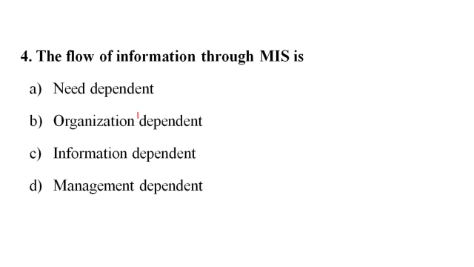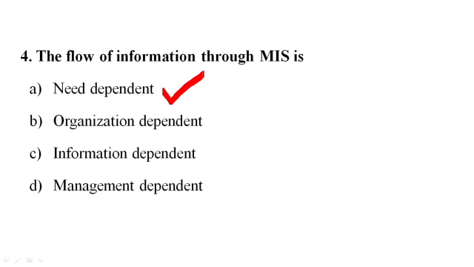Next question, fourth question, the flow of information through MIS is, options are A, need dependent, B, organization dependent, C, information dependent, D, management dependent. So the right option is option A, need dependent. The flow of information is collected through the exact immediate need required for management to take the proper action. So the right option is option A, need dependent. Next we'll go to the fifth question.